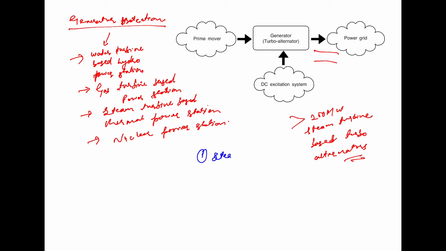When the turbo alternator driven by the steam turbine is tripped, in that very case, what we have to do? Steam supply to the turbine is stopped. Now, second, firing of the boiler is stopped.